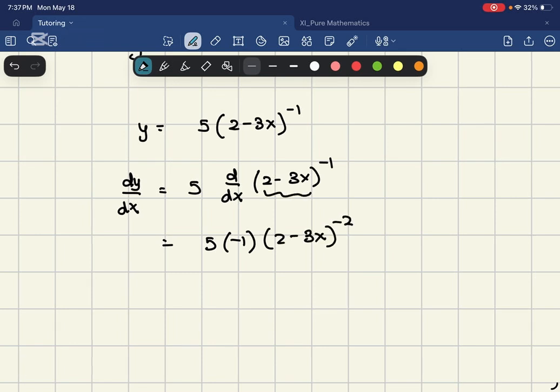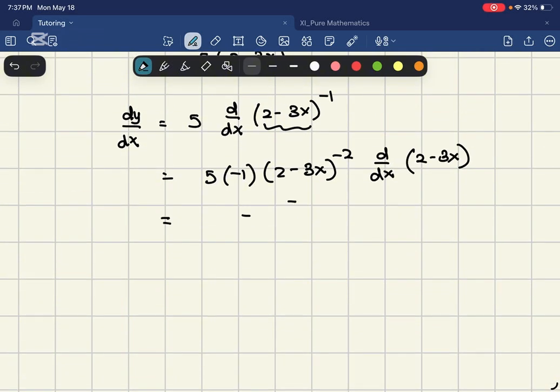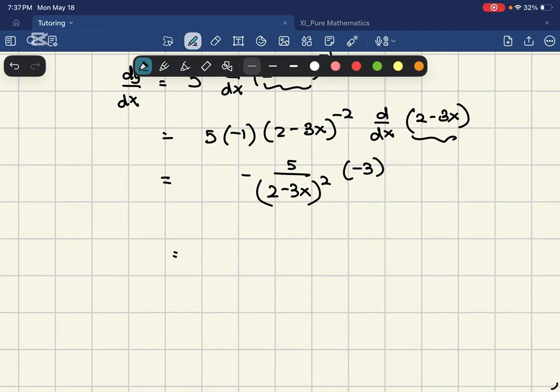But this is a composite function, so you have to differentiate the inside again, 2 minus 3x. So now, this is going to give you minus 5 divided by (2 minus 3x) squared. And if you differentiate the inside, you're going to get a minus 3. So you get 15 over (2 minus 3x) squared.